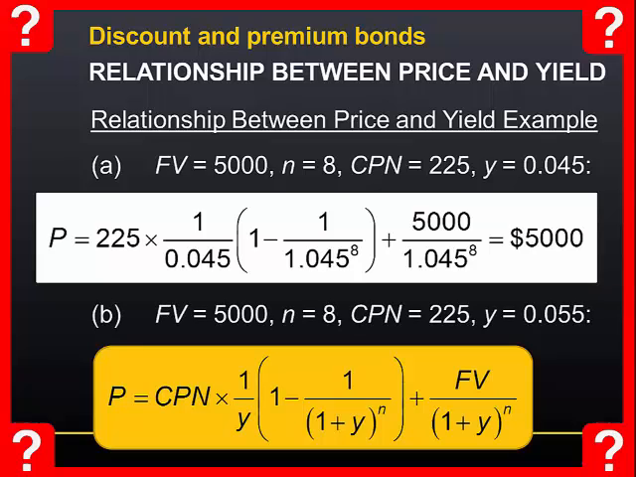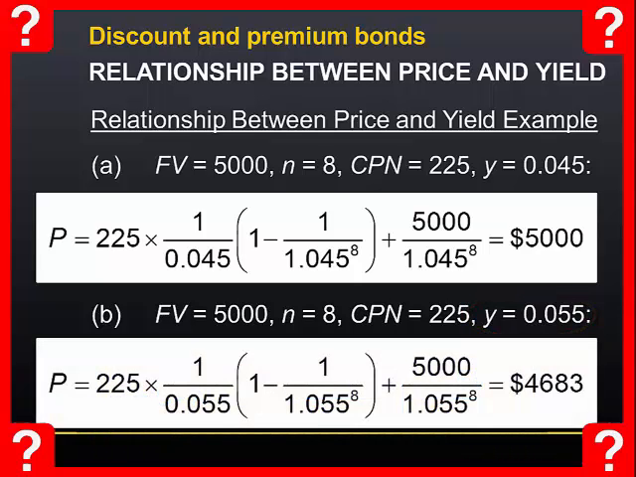Now let's calculate the price with an annual yield of 11%. The only change is that y is now 5.5%, or 0.055. What is the value of the bond? The answer is $4,683.